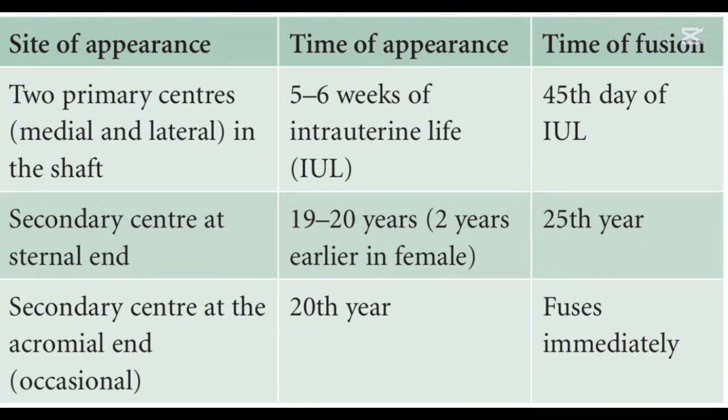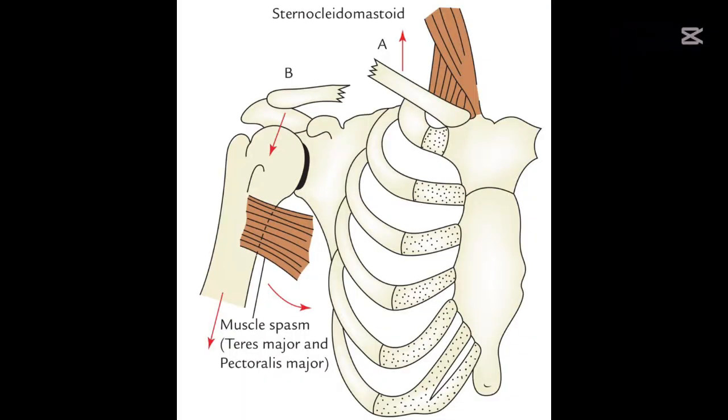While the secondary center ossifies or fuses between 19 to 20 what years? Don't forget, 19 to 20 years. So if they ask you, membranous ossification, why is the medial end endochondral ossification? So now you have to understand the clinical part of the clavicle.